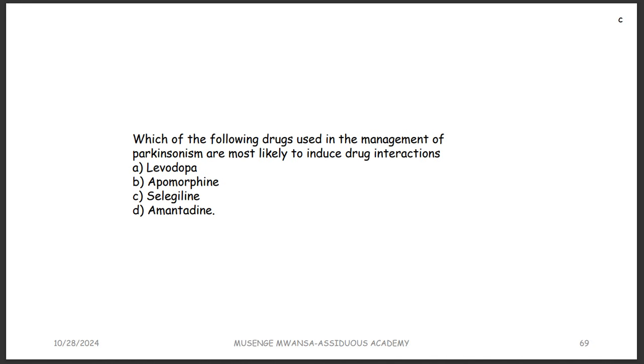Remember, we mentioned that selegiline is an MAO-B inhibitor. And for these guys, you can't use them with TCAs, you can't use them with selective serotonin reuptake inhibitors, you can't use them with tyramine. You can see the limitation with the drugs.